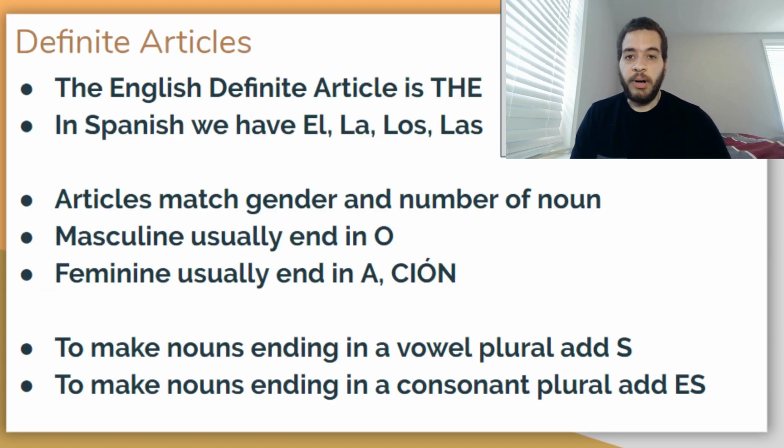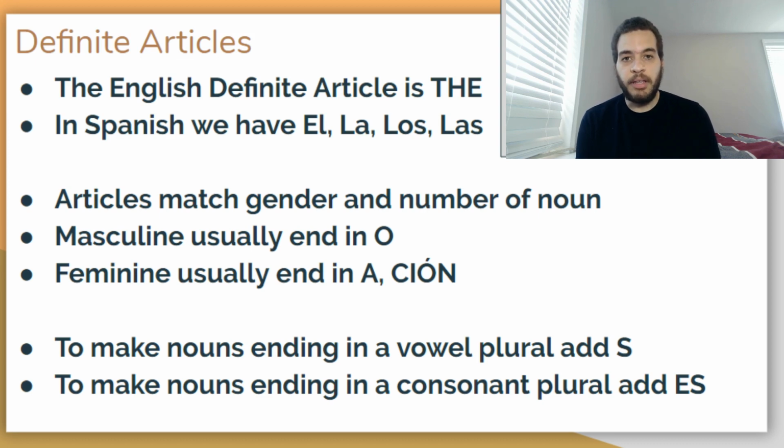So as I mentioned before, the definite article in English is the word the. Definite means there is one thing that you are specifically talking about. An article is just a word that attaches to a noun to describe it. So in Spanish we have el, la, los, and las. El and la are the masculine and feminine definite articles respectively, and los and las are the same articles but in the plural. So in Spanish you're going to need to make sure that the article you're using matches the noun, not only in gender but also in number.